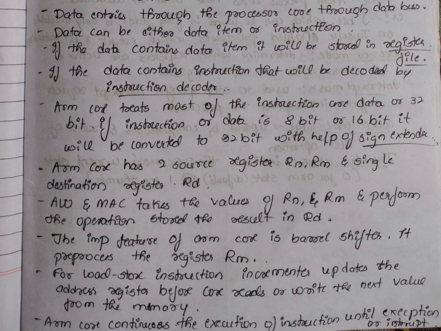An important feature of the ARM core is the barrel shifter. It preprocesses the register Rm for load and store instructions, and increments or updates the address register before the core reads or writes the next value from memory. The ARM core continues the execution of instructions until an exception or an interrupt. These topics will be asked many times in the exam. It's a fixed question. It's very important to learn in microcontrollers.